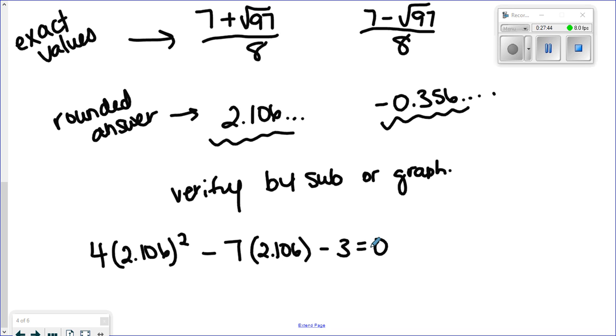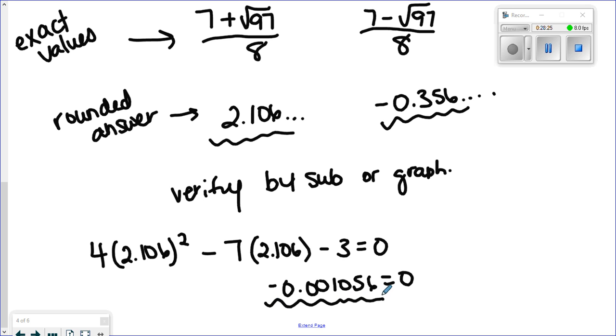I'm just gonna quickly do that on my phone. Sorry. So 2.106 times 2.106 times 4, subtract, I need brackets, 7 times 2.106, close brackets, subtract 3. So what that gets me when I put it into the calculator on my phone really quickly is negative 0.001056.